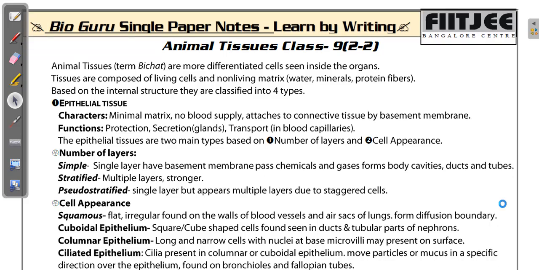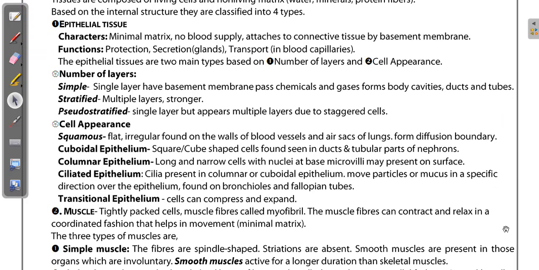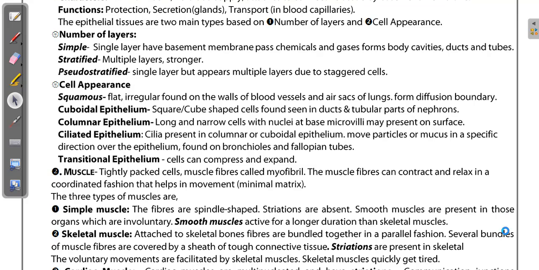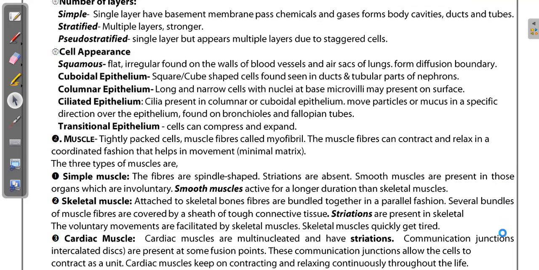Now we'll try to look at the next type of tissue called the muscle tissue. The muscle tissue is made of tightly packed cells, where the major function is to provide muscle fibers that provide the contraction and relaxation of various points of the body. And here I can see they have specific muscle fibers called myofibrils. Remember, myo is a Latin term that always refers to muscle.